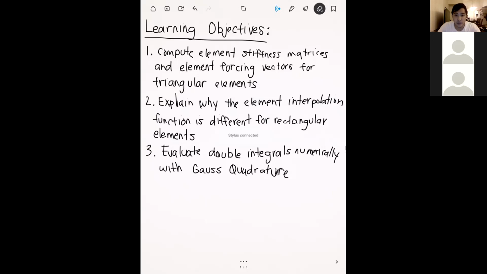Another announcement I have to make: the midterm. The midterm is not going to be next week, but I think it's going to be two weeks from now. So the midterm is going to be on Wednesday of week 13. Right now we're in week 11.